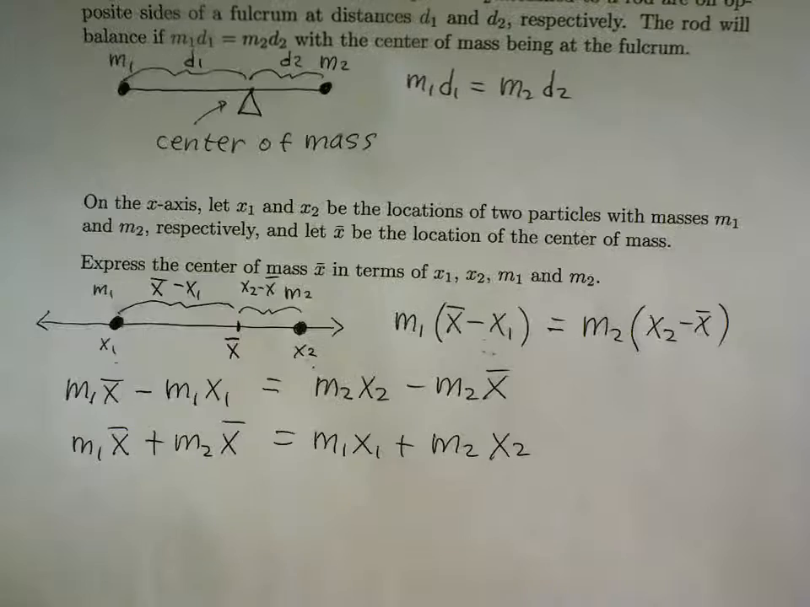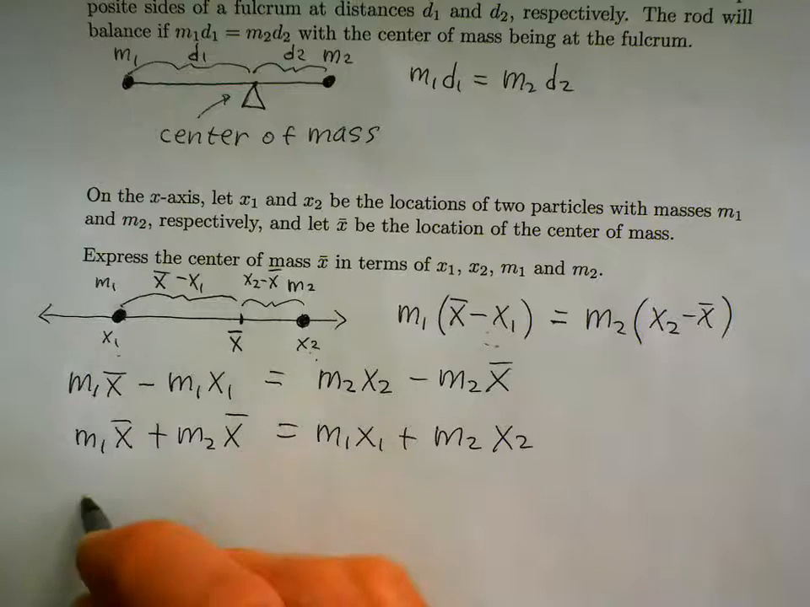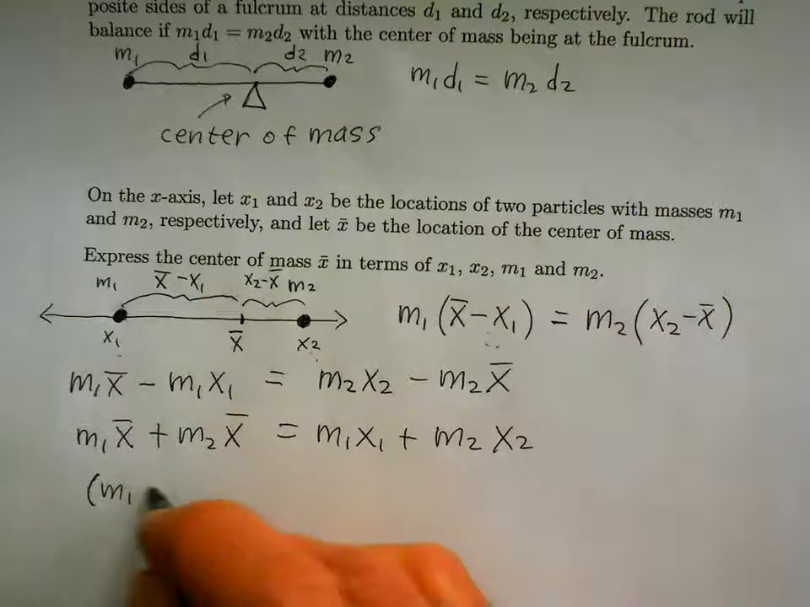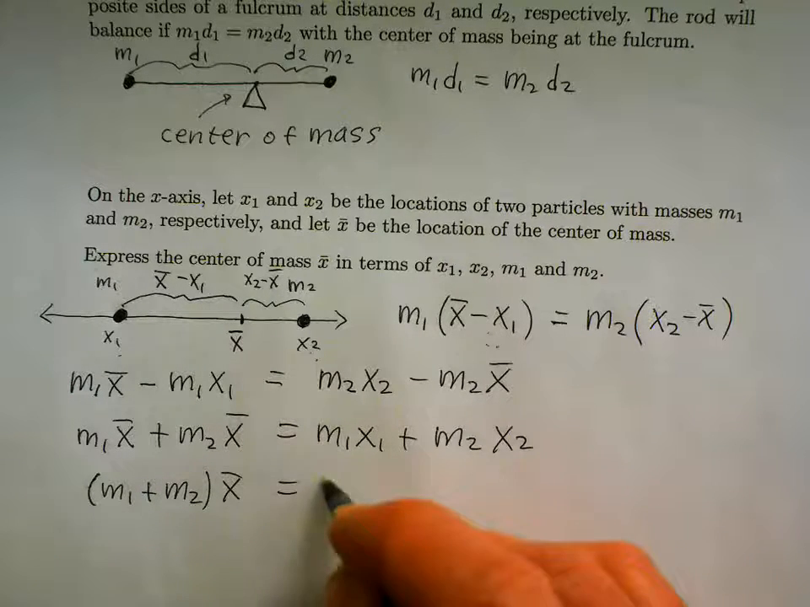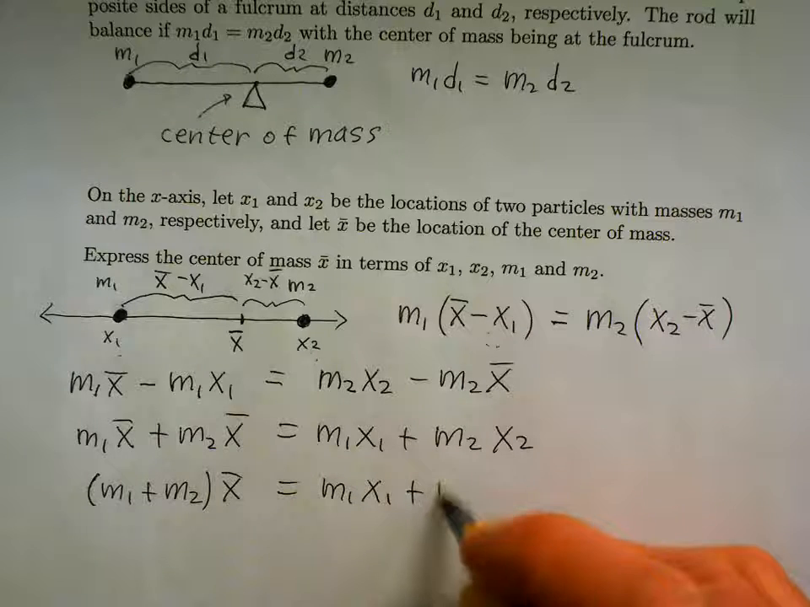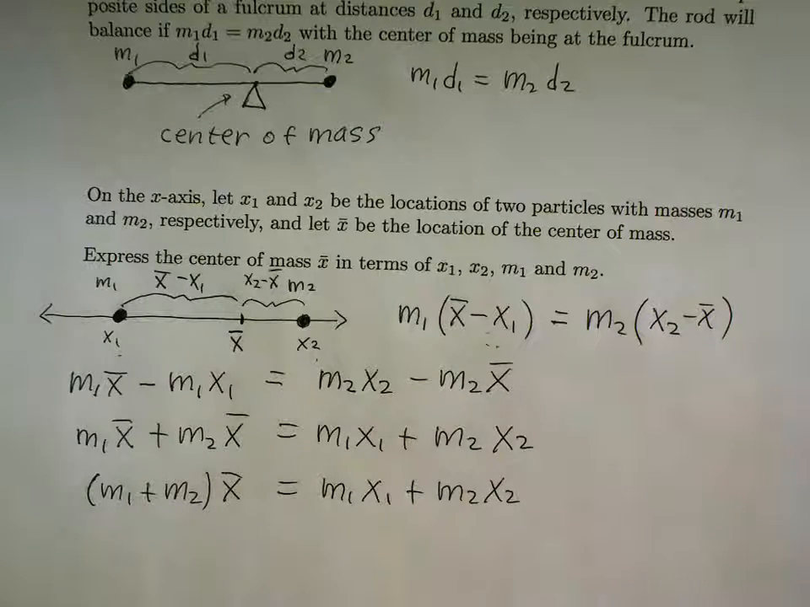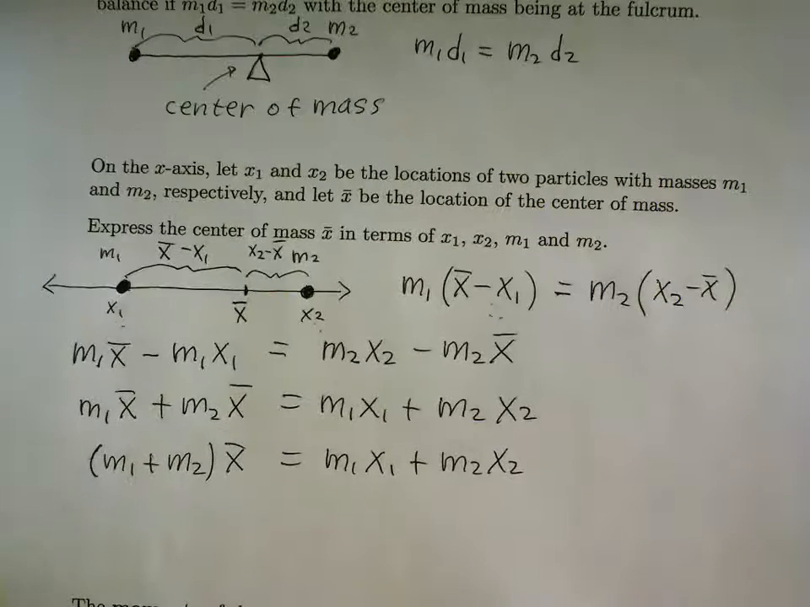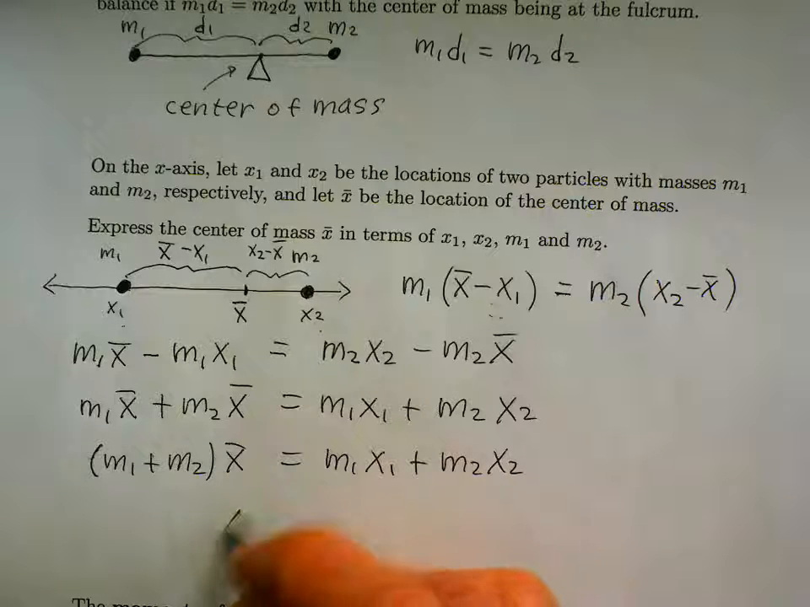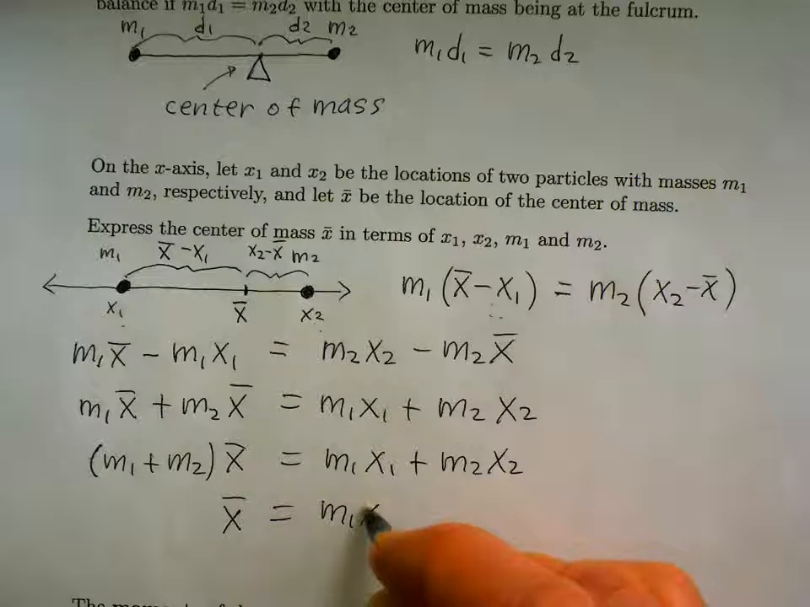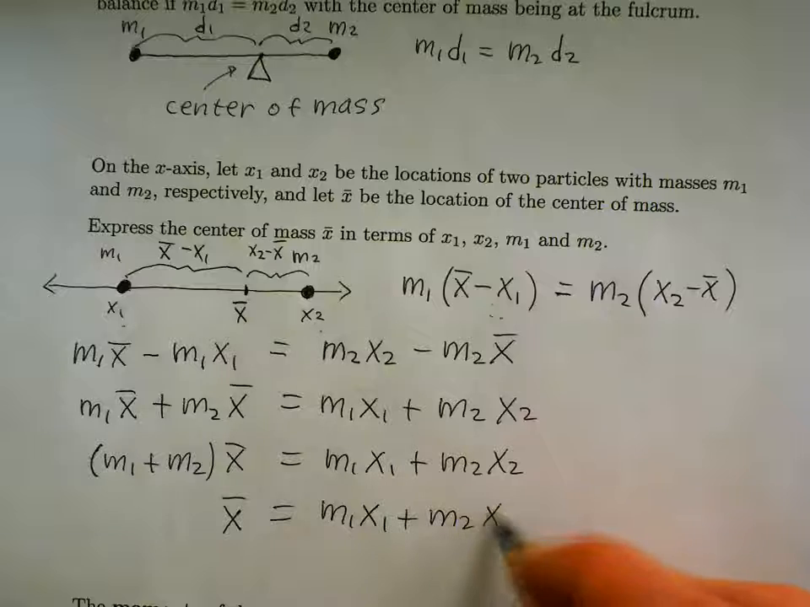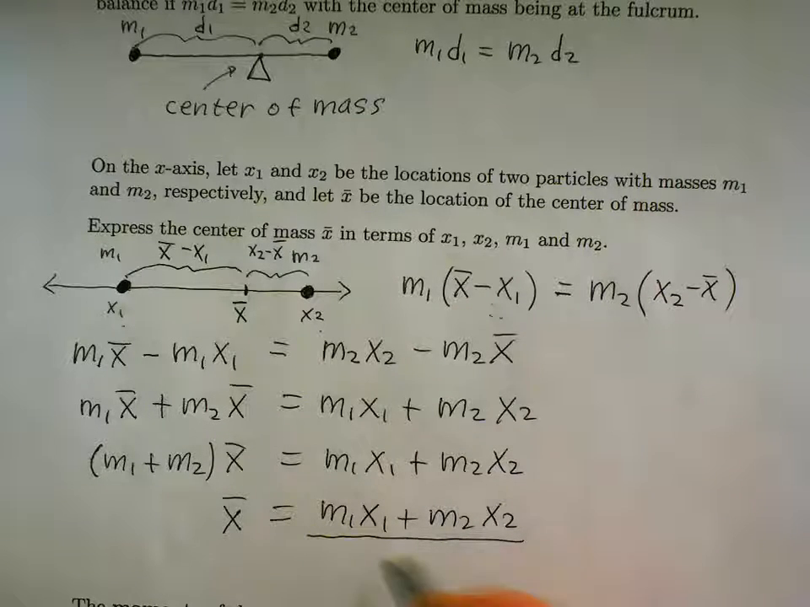Okay, then on the left-hand side, we factor out the x bar, so we get m1 plus m2 times x bar equals m1 times x1 plus m2 times x2. And then divide both sides by the quantity m1 plus m2. We get x bar equals m1 times x1 plus m2 times x2, all divided by m1 plus m2.